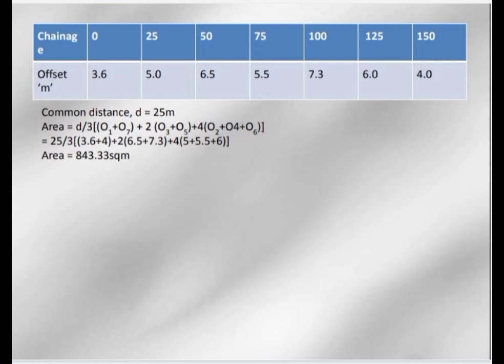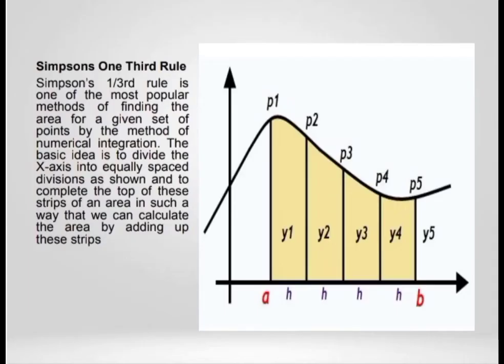This rule is only applicable when the number of divisions is even. The ordinate is odd, so that gives a more accurate result. Another term for Simpson's rule is the one-third rule. This rule is one of the most popular methods of finding the area for a given set of points by the method of numerical integration.